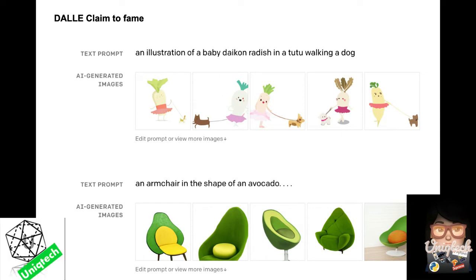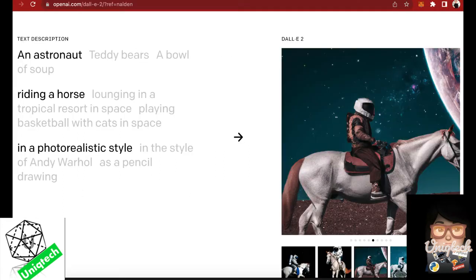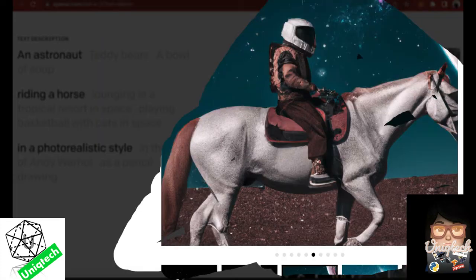And now DALL-E 2 is out, and it's even more extraordinary. You can see an astronaut riding a horse in space in photorealistic style, and it's incredible. Very soon, DALL-E could be your personal Photoshop assistant.